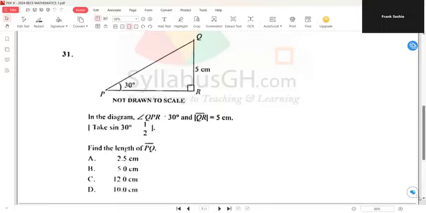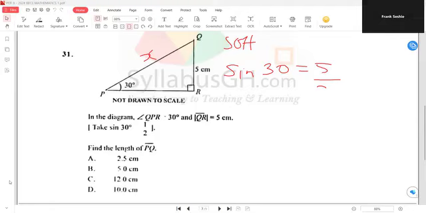Generally, we've been given sine 30 to be half. So it looks clearly that we are going to use sine, even though it's not always the case that we are going to use sine. So in this regard, we use the idea of SOHCAHTOA. So let the PQ be X. SOHCAHTOA. So our sine is opposite over hypotenuse. So sine of the angle 30 is equal to opposite 5 over hypotenuse X. That is what we are finding.